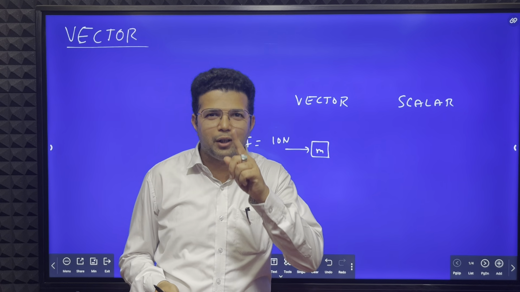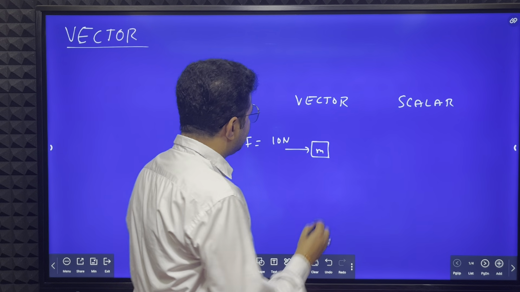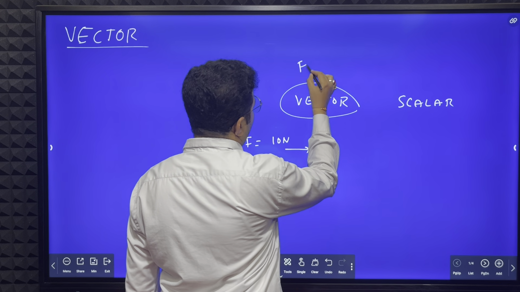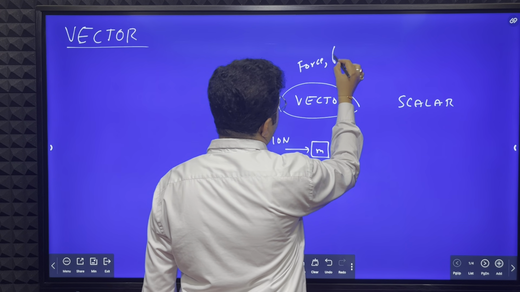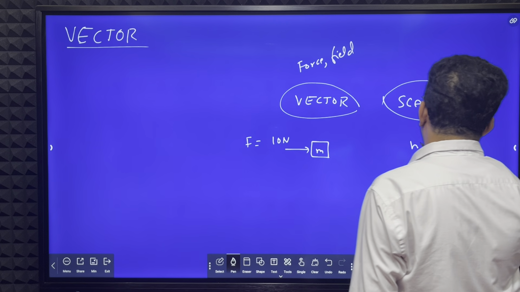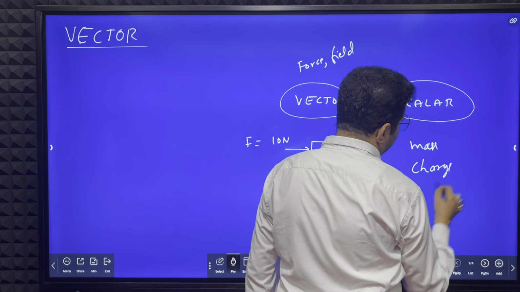Gravitational field has a direction. Gravitational field is always acting downwards. Examples of vector quantities are force, field, etc. Examples of scalar quantities are mass, charge, temperature, etc.